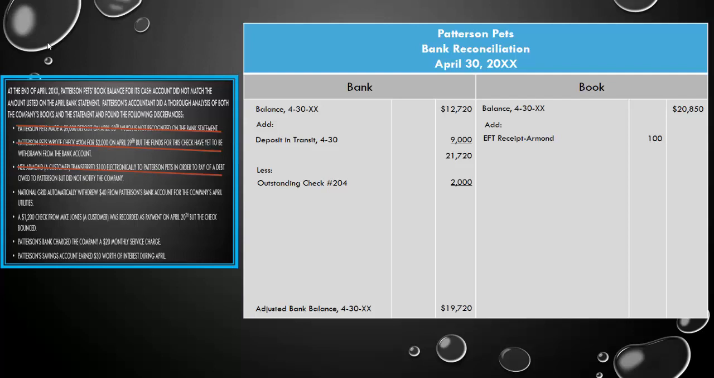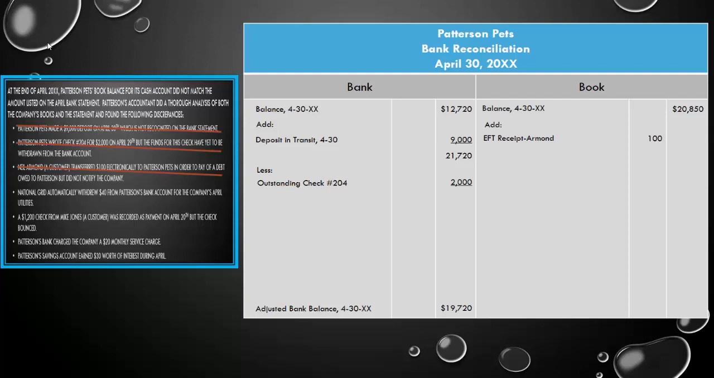The next thing we have is National Grid automatically withdrew $40 from Patterson's Pets bank account. Well, that doesn't sound like an add to me if they're withdrawing. A $1,200 check from Mike Jones bounced. Well, if it bounced, we're not getting the money, which means we're definitely not adding it to our book accounts. It was already on there in the first place. We got charged a $20 monthly service charge. That's not going to work out for us as an add either. They don't add your service charge, they take it out of your account. That isn't going to be an add to our books.